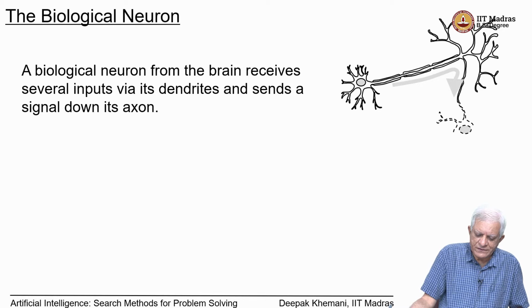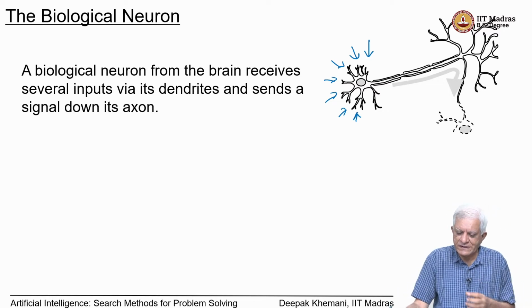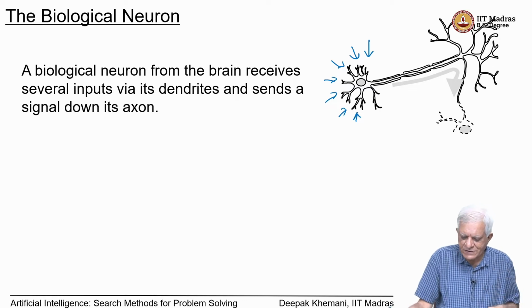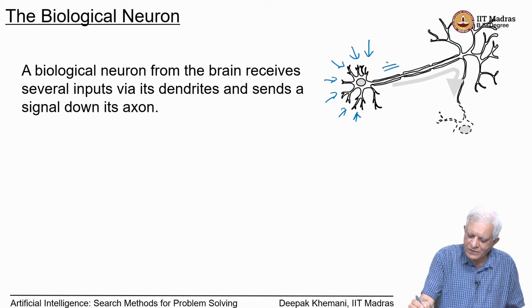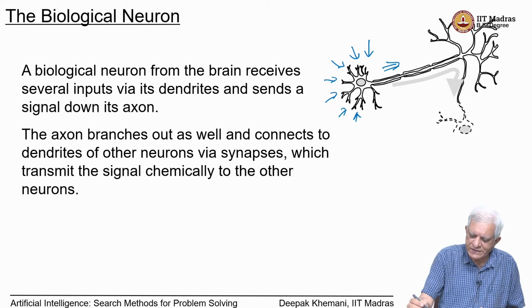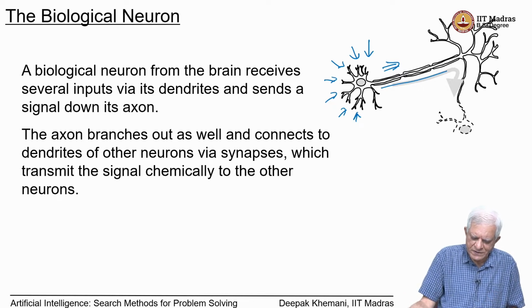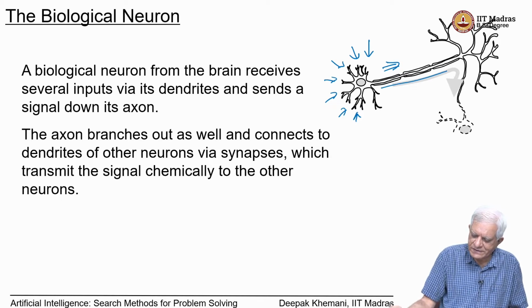So, a biological neuron from the brain receives several inputs via its dendrites. So, these are all the inputs that it is getting, and it has some built-in threshold like function which says that after the inputs reach a certain threshold, it generates its own output in turn, which is distributed to other neurons in the brain. That is how signals travel in the brain. The axon branches out. So, this main output of a neuron is called the axon, and connects to dendrites of other neurons via synapses, which transmit the signal chemically to the other neurons essentially.